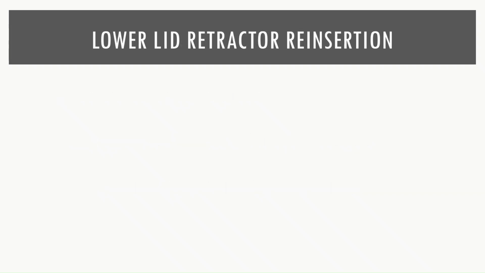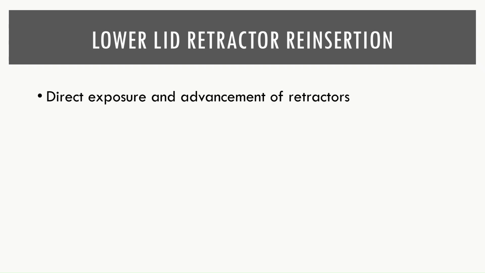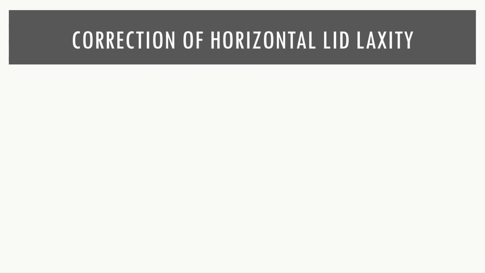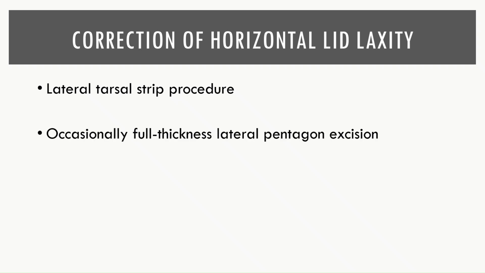The lower lid retractor reinsertion procedure involves direct exposure and advancement of the retractors, as opposed to the less precise approach used in the Weiss procedure. It may be primary or reserved for recurrence. Horizontal lid laxity is usually present and can be corrected with a lateral canthal sling or tarsal strip, or less commonly with a full thickness lateral pentagon. Tightening serves also to retain the lid in a position against the globe, preventing overcorrection.